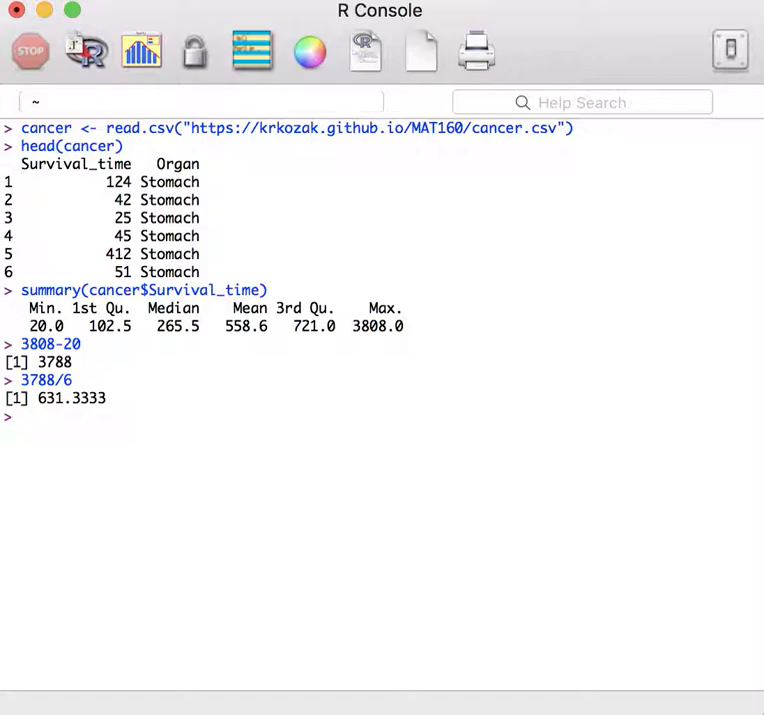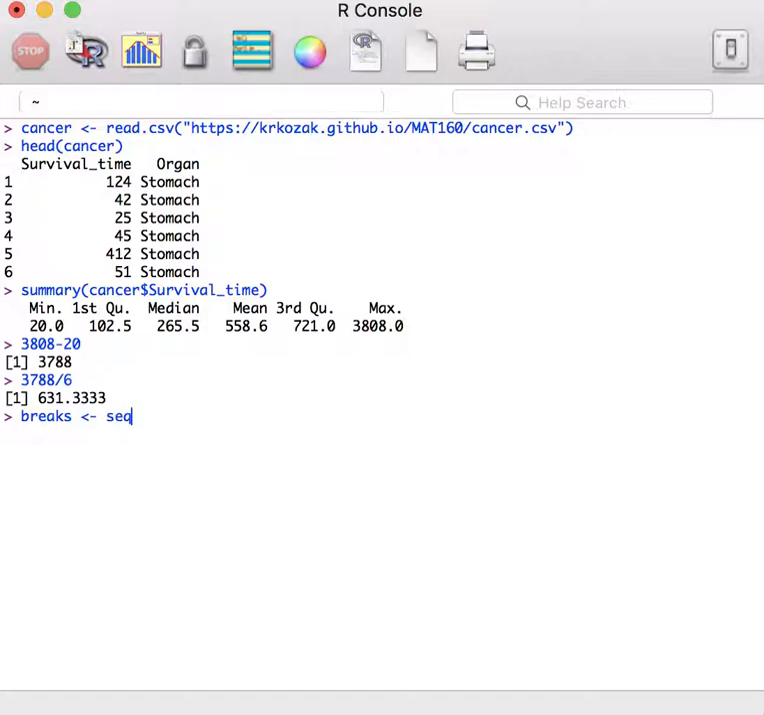So now what we're going to do is break up this number line from 20 here to 3808. I'm going to break that up into groupings that are 632 in length. So we need to create a new variable. I'm going to call it breaks because we're going to break this up. And this new variable is going to be where we're going to cut.